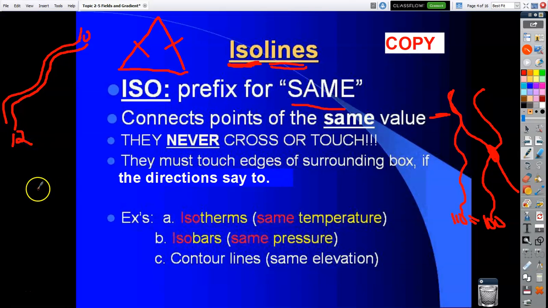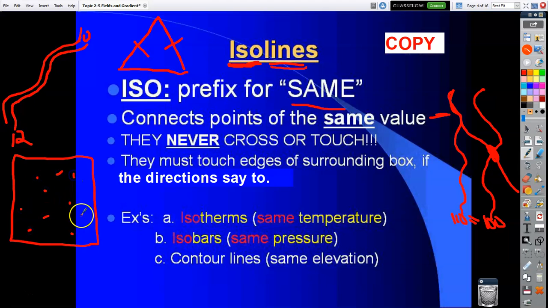If there's a box, and I have an example here in a minute, if they give you a box, and this is typical, they'll give you some values in here, they'll put some numbers, and the directions might say that your isolines, when you draw them, should touch the edge of the map or touch the edge of the box. If they say that, then yes, you have to make sure they touch the edge of the box. And I'll show you a couple of examples where they do and an example when they don't.